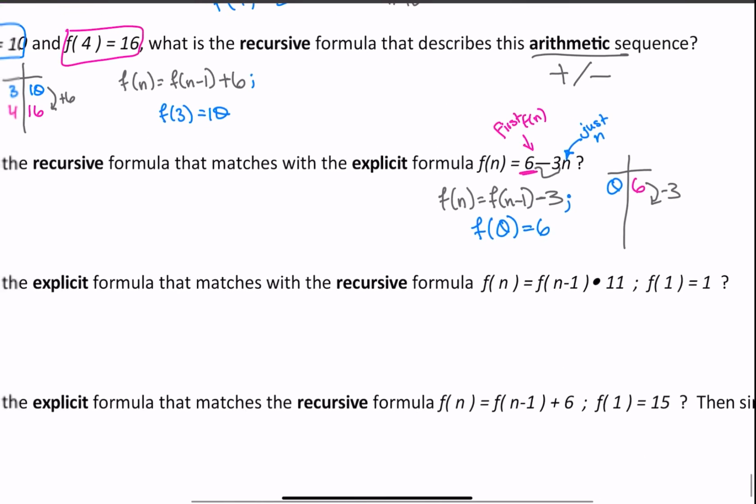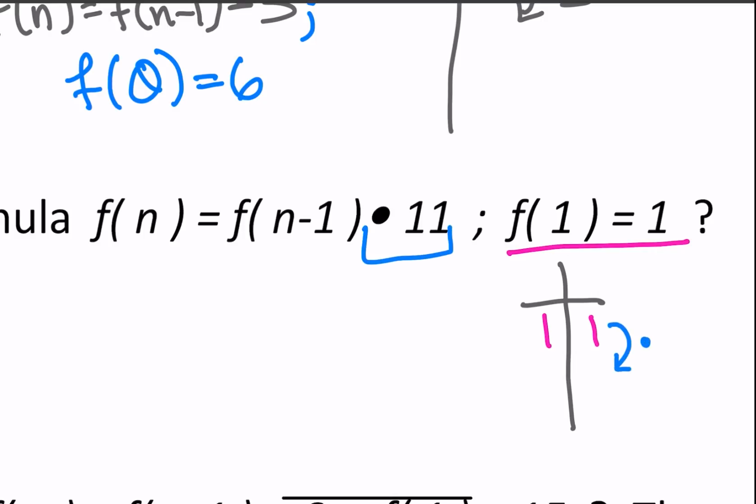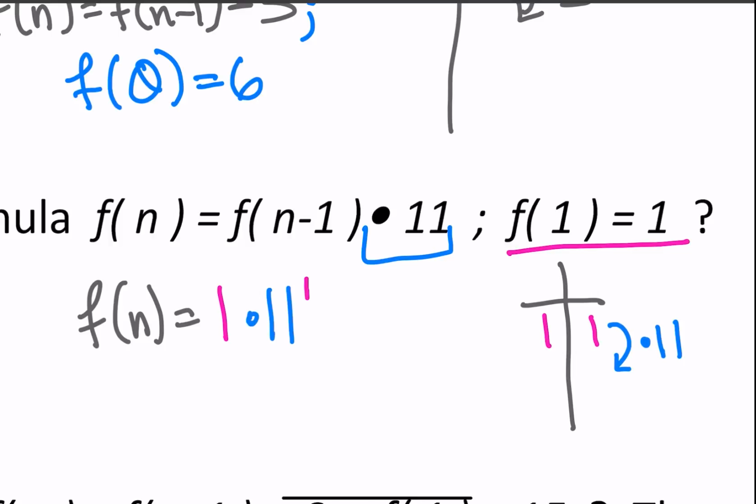All right, now we're going to take the explicit formula that matches with the recursive. So again, make a table. We have f of n equals f of n minus 1 times 11, given we started with f of 1 equals 1. This is the start of our table. This times 11 tells me what we're doing down our table. This is all I need to write out to help me figure out that our explicit is going to be f of n equals, started with the 1, we're multiplying by 11, and that's going to be to the exponent n minus 1 because we started with time 1.